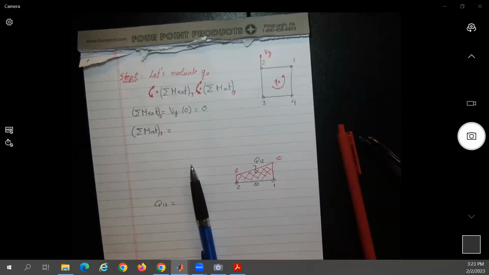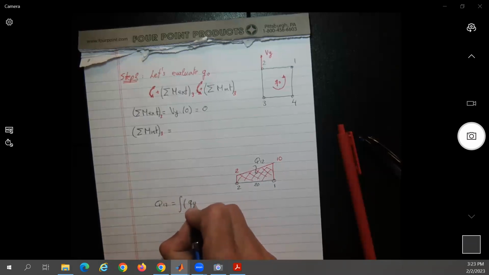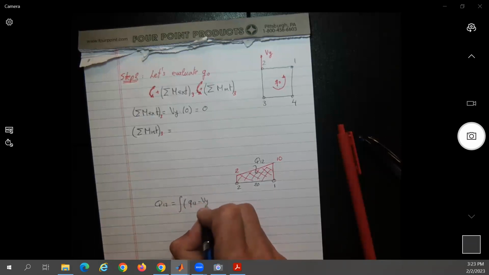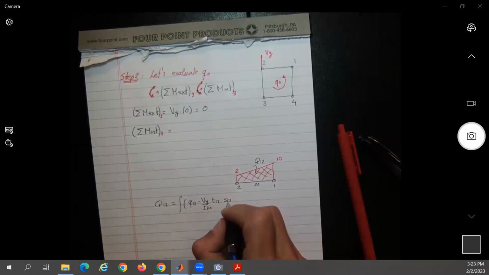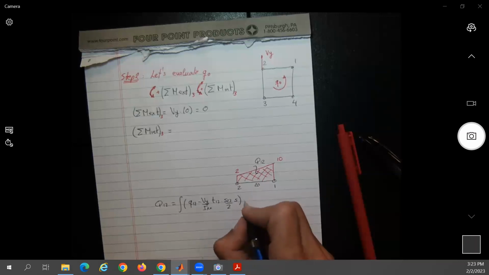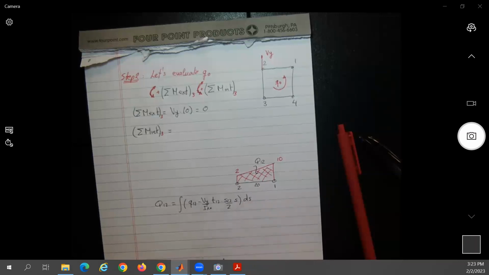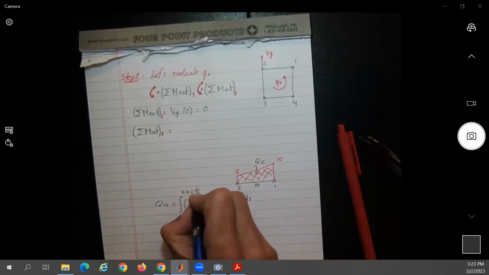So now I lost my stuff. So let's see what was that expression. So Q12 should be equal to the integral of Q12 minus Vy over Ixx times T12 times S23 divided by 2 ds, and we integrate this between 0 and S12, which is 20. Okay, I give you the value now.